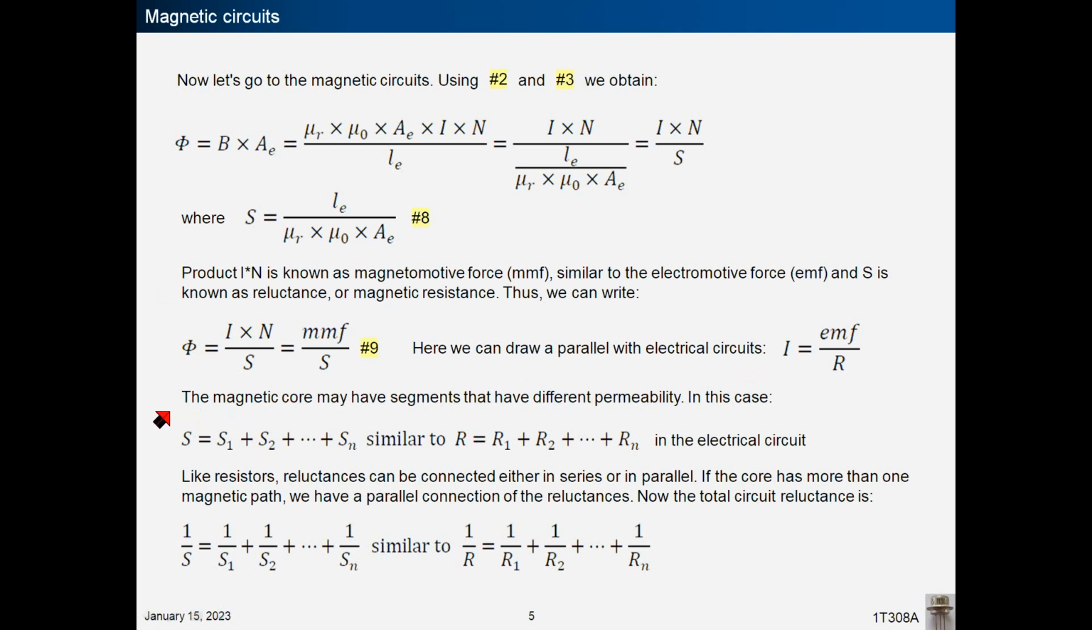The magnetic core may have segments that have different permeability. In this case, the summation of reluctance is similar to the summation of resistance in the electrical circuit. Like resistors, reluctances can be connected either in series or in parallel. If the core has more than one magnetic path, we have a parallel connection of the reluctances. Now, the total circuit reluctance is found the same way as total parallel resistance.